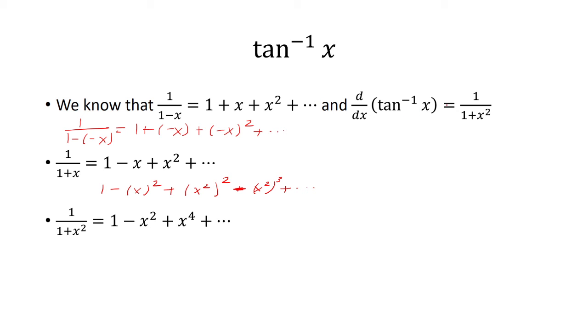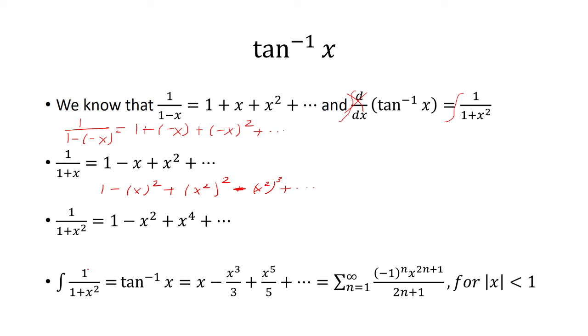And finally, in order to get inverse tangent of x, we have to integrate both sides. So when you integrate the derivative, this cancels. So we have the integral of 1 over 1 plus x squared is inverse tangent of x. And now you just have to integrate both sides here. Integral of 1 is x. Negative x squared is negative x cubed over 3. x to the fourth is x to the fifth over 5.